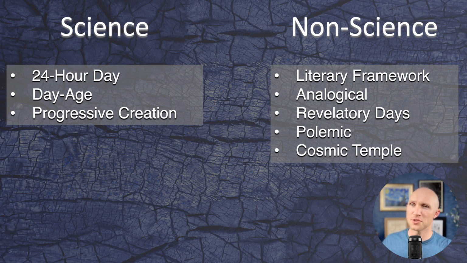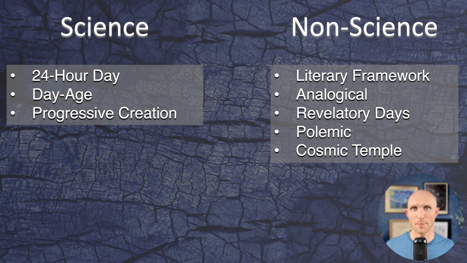When we look at young earth creationism and old earth creationism, this is trying to make a modern understanding of science compatible with the biblical text and show that the biblical text is in fact giving a scientific description of creation. Whereas the literary framework, analogical, revelatory days, polemic, and cosmic temple are writing to the understanding of the audience of the time. And this is an incredibly hot topic within the creation conversation. It does not matter which side of the belief spectrum that you fall on.